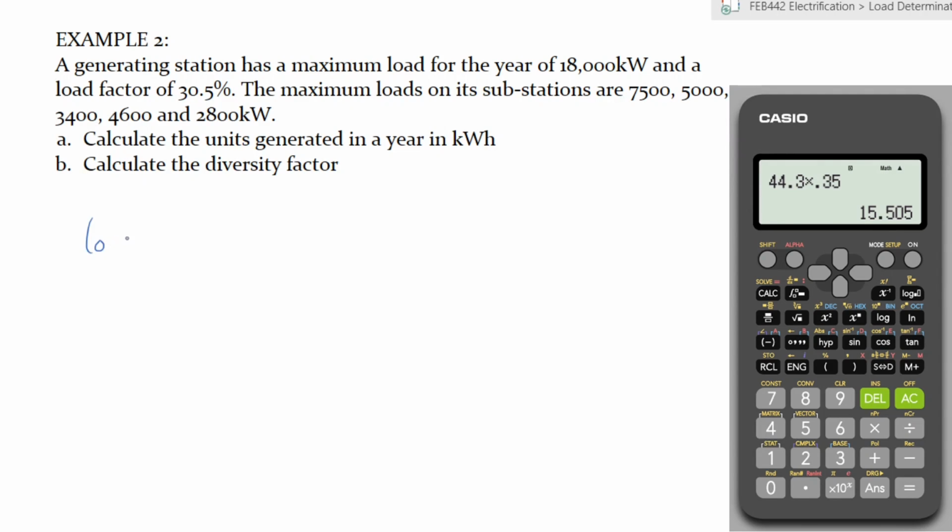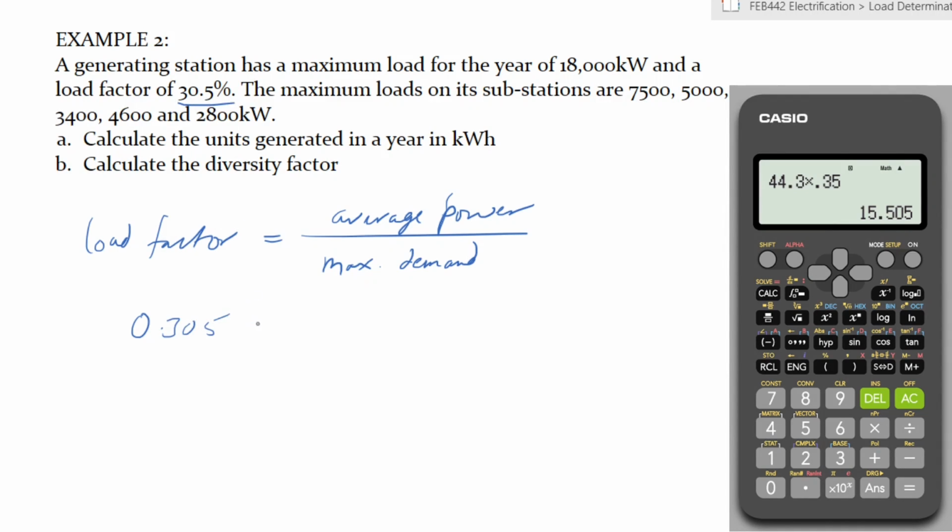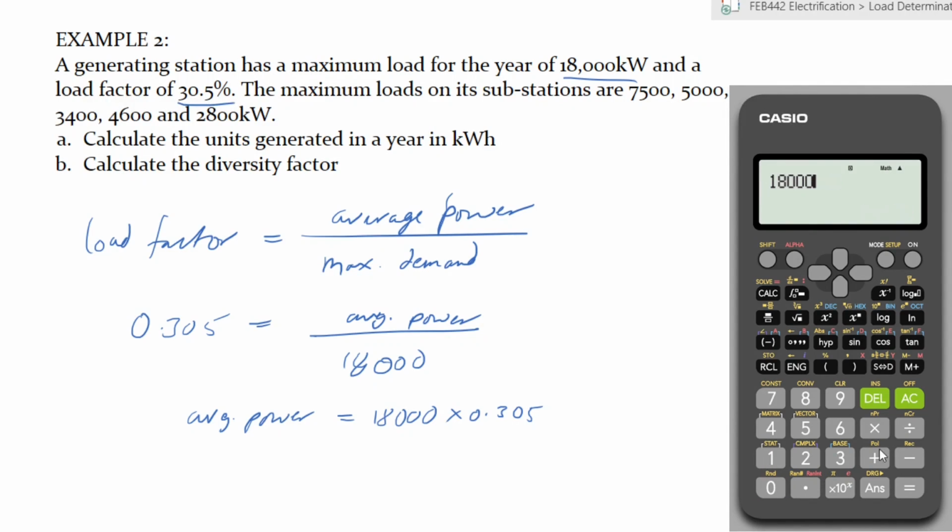So first of all, what's our load factor? Load factor is given by average power over the maximum demand. And in this case, it is 0.305, 30.5%. We don't know the average power, but we do know the maximum demand is 18,000 kilowatts. And we're looking for average power. So rearranging, it is equal to 18,000 times 0.305. So our average power is 5,490 kilowatts.